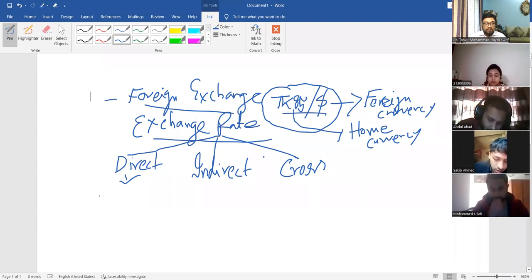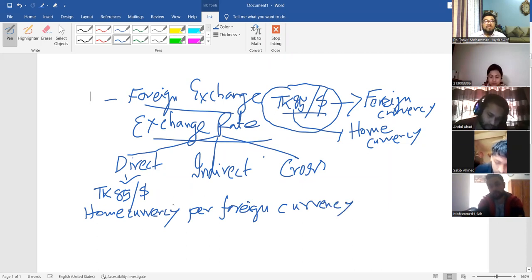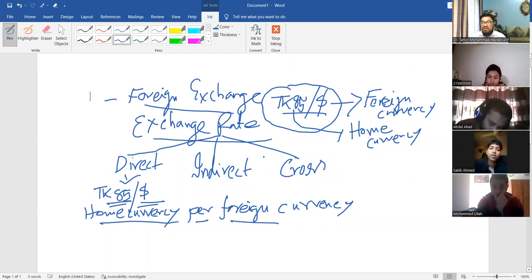What is it? When we are writing taka 85 per dollar, we can say home currency per foreign currency. For easy understanding, home currency per foreign currency. This is called direct exchange rate. You see, what did we do? The first one is taka 85 per dollar. So you see, taka 85 per dollar. Easy to understand?